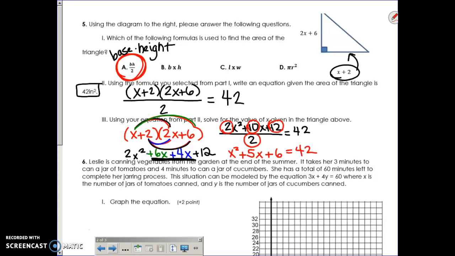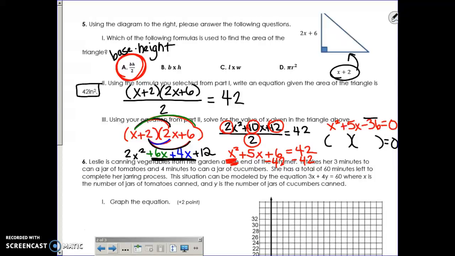Still not quite done yet. Gotta get this to equal 0 so that I can start factoring it. Anytime you see this x squared, that should be a big red flashing light in your brain that you need to get it to equal 0 because it's a quadratic. So let's move 42 over to this side. So now I have x squared plus 5x minus 36 equals 0. Now I can start factoring it. Factoring should hopefully be a super easy review at this point. Hopefully you remember how to factor.